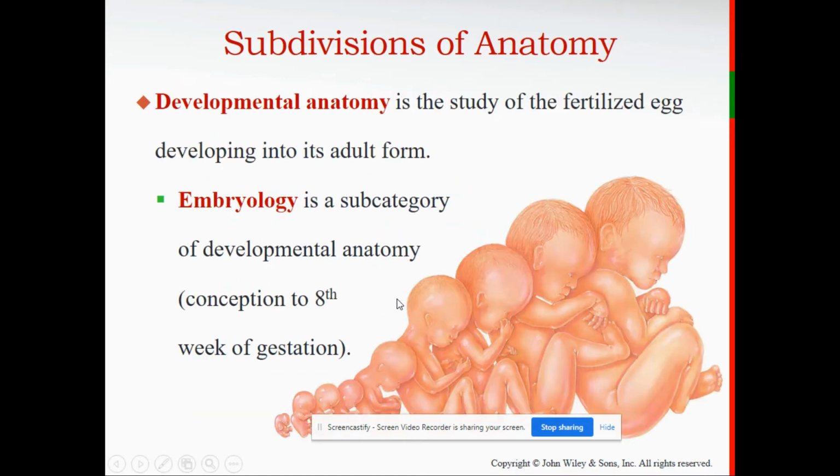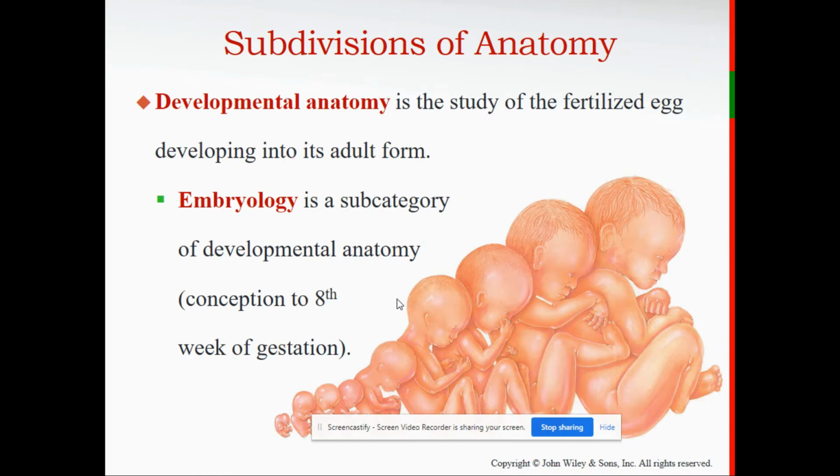We will do a systemic approach. Another example of a subdivision of anatomy would be developmental anatomy. This is going from a fertilized egg into the adult form and all of the changes that occur in the body from the day of conception until the body is an adult.